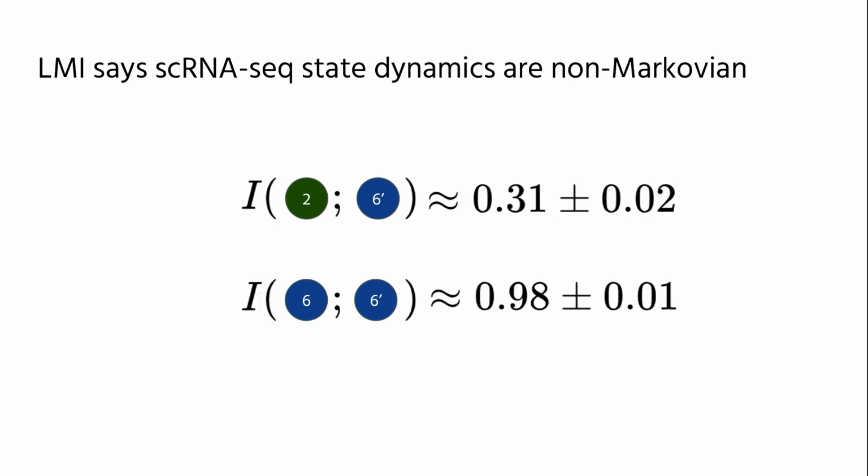So if we do that, what we find is that the mutual information between the day 2 and day 6 is 0.3, but then between the 2 day 6 wells is closer to 1. So we've seen that the information about cell fate increases between day 2 and day 6. So this says the dynamics are non-Markovian, and the likely reason for this is that there's some hidden information about cell fate that doesn't appear in the day 2 transcriptomes that does appear in day 6.